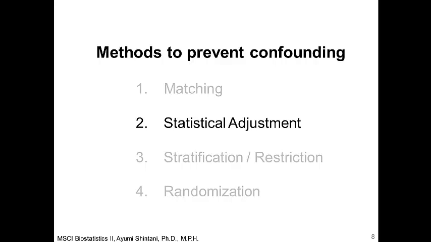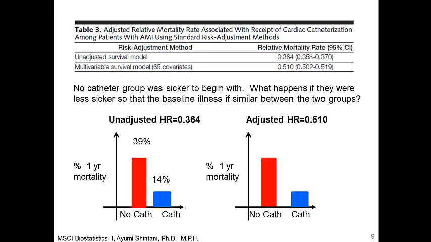And next one is statistical adjustment. These people actually conducted two analyses. One is a Cox regression without including any covariate other than who used catheter and non-catheter, that's the main exposure variable. And then also an analysis of Cox regression including all 65 potential confounders. So they just stick those covariates into the Cox regression model.